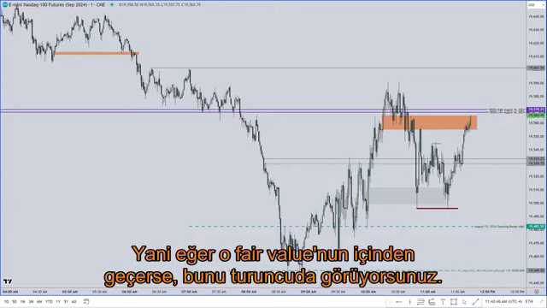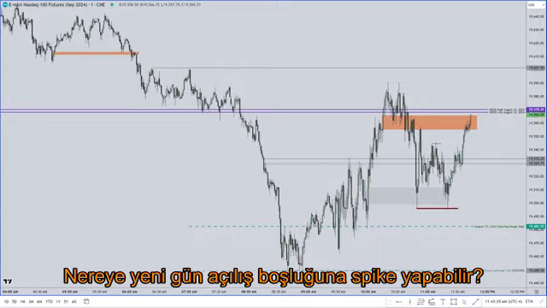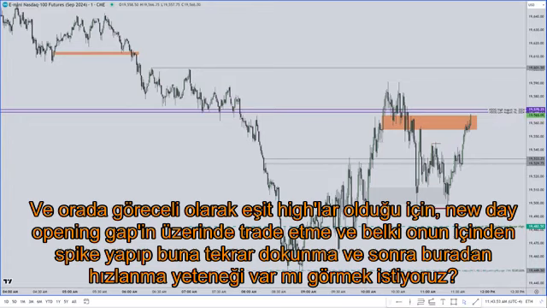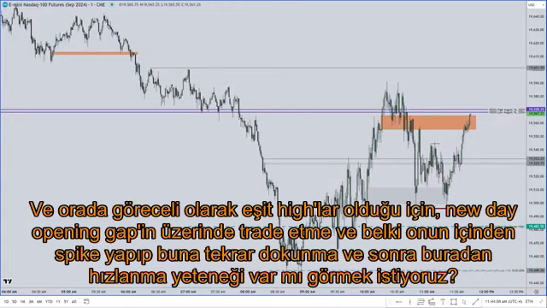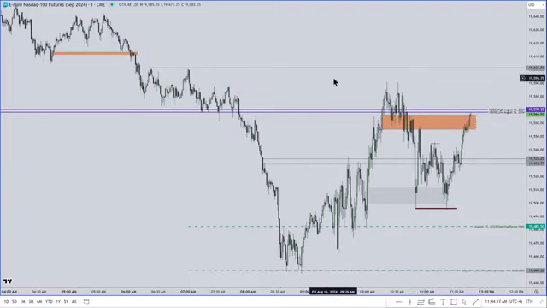So if it spikes through that fair value gap that's in orange, where can it spike into? New day opening gap. And because we have those relative equal highs there, we want to see, does it have the ability to trade above the NDOG and maybe spike through it and touch this again and then accelerate through here? Because otherwise there's no reason for it to have been here. For it to do all this and not take that out at the minimum is foolishness.